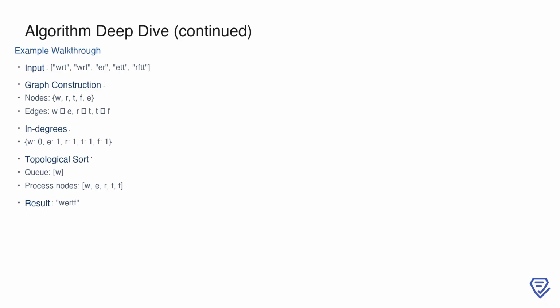Starting the topological sort, we initialize the queue with characters having an in-degree of 0, which is W. We process the nodes in order, appending them to the result list: W, E, R, T, F. Finally, we join the result list to get the output, WRTF. This is the valid alien dictionary order for the given input.